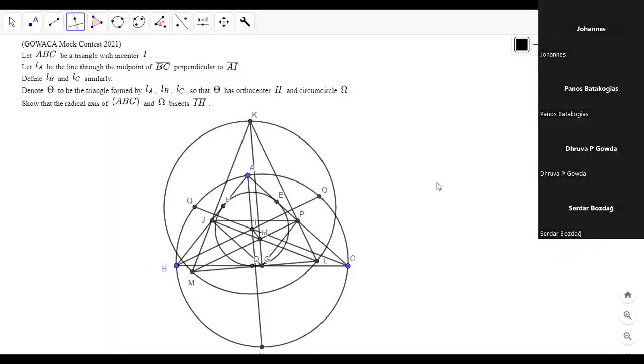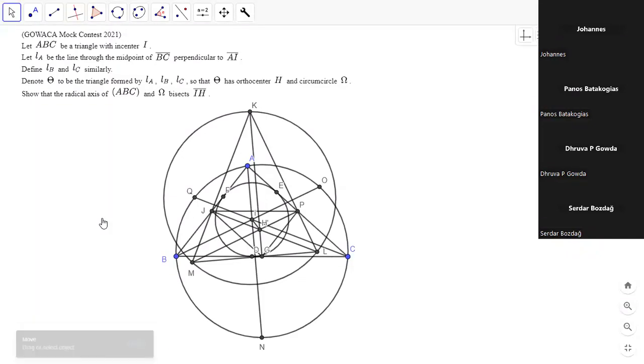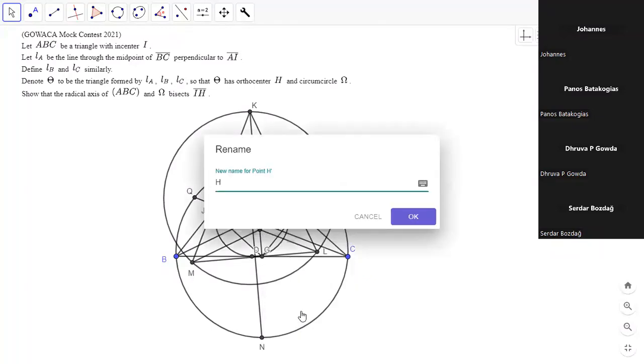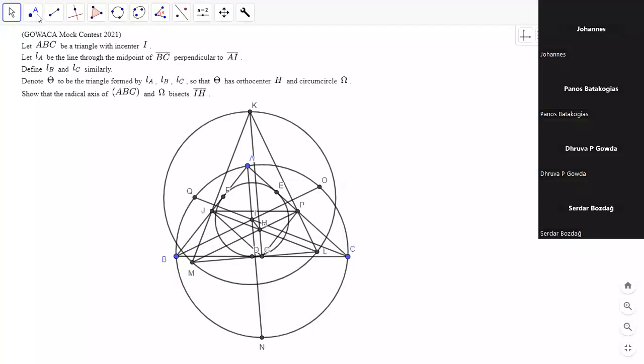So this is our first problem, and we've made some progress on it. But I think it's safe to assume that K, H, and G are collinear, M, H, and P, and L, H, and J. I think we can prove that using what I just said. That's not given in the problem, but I don't think it's hard to prove.